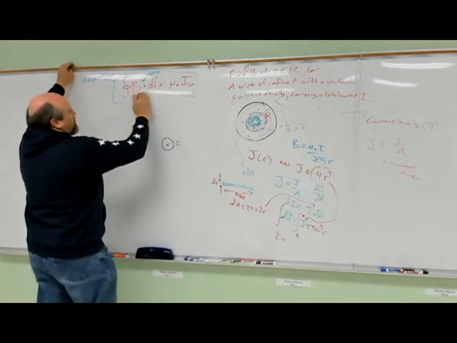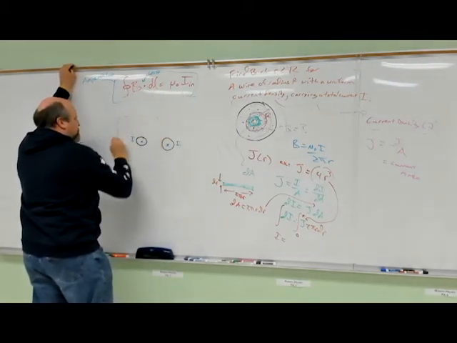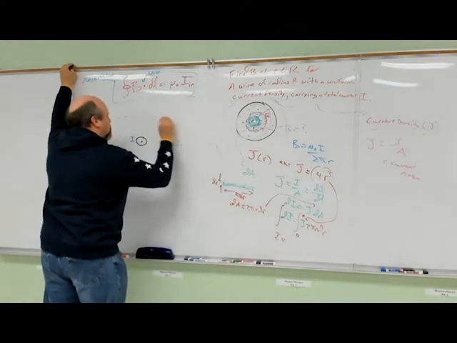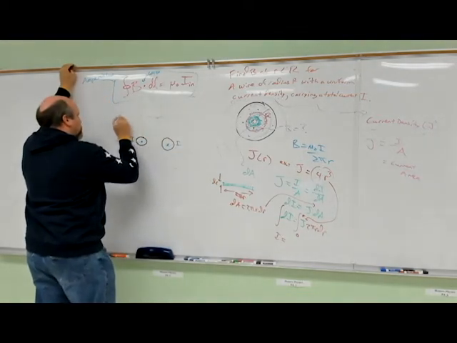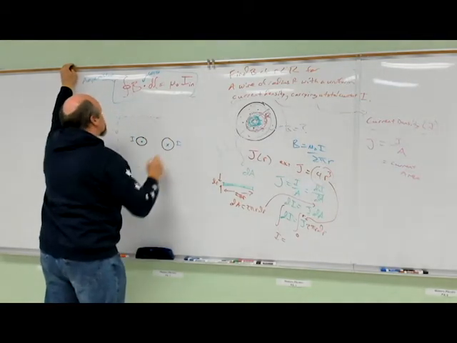If I applied Ampere's law to a path that went around these guys, here's like the path I choose, right? Going around and around. So I close the path, okay?